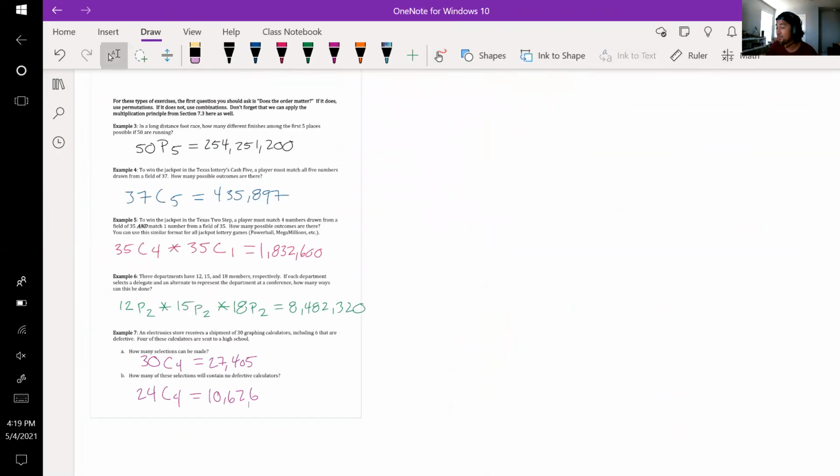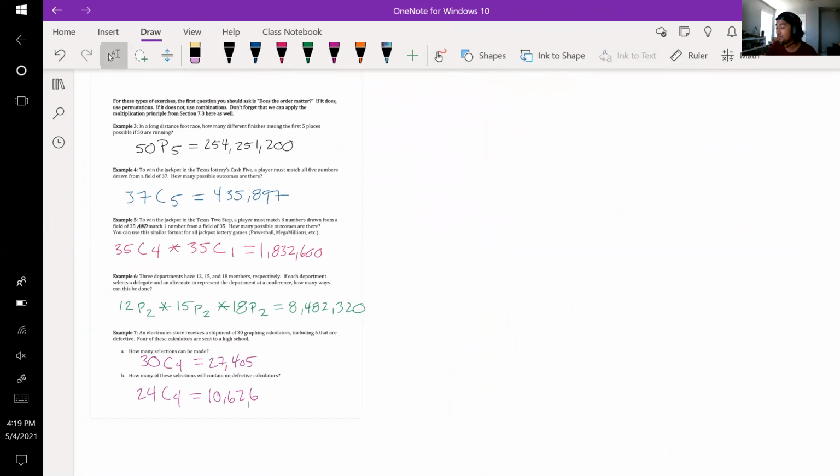So let's go ahead and try out these examples. And when working these, we want to know, does order matter? All right. So example 3. In a long distance foot race, let me zoom in a bit. In a long distance foot race, how many different finishes among the first 5 places are possible if 50 are running?